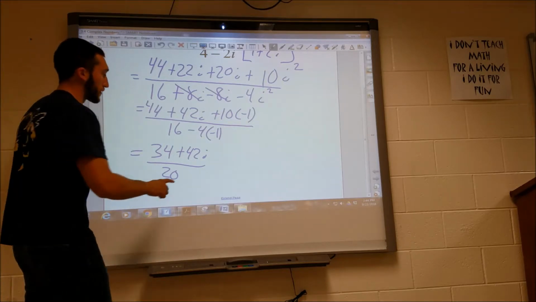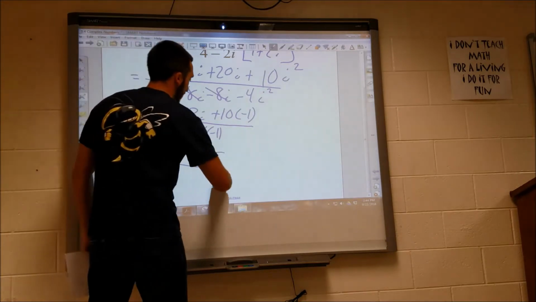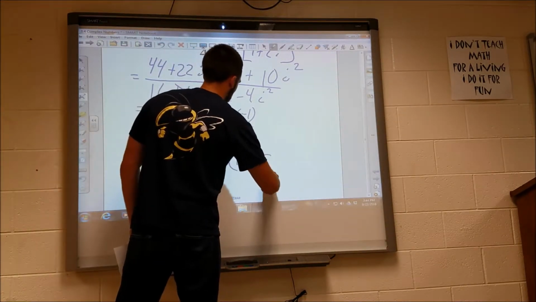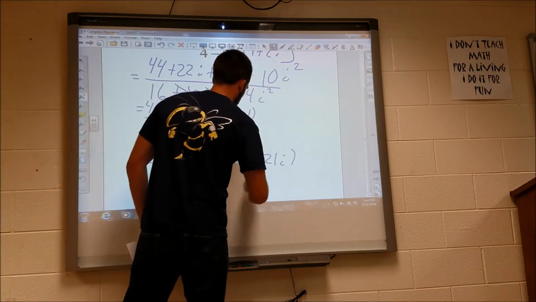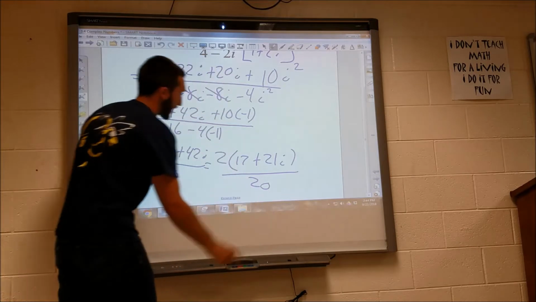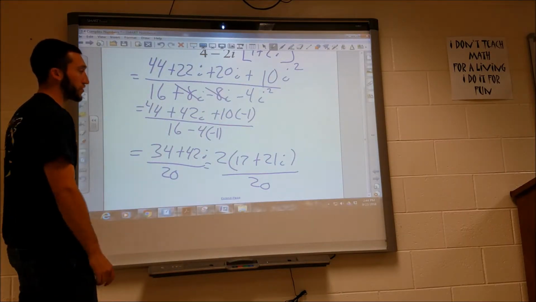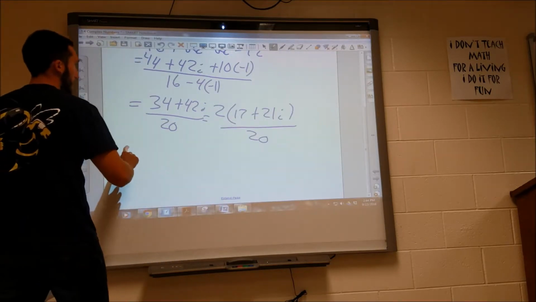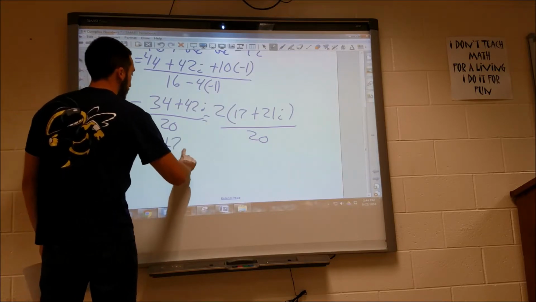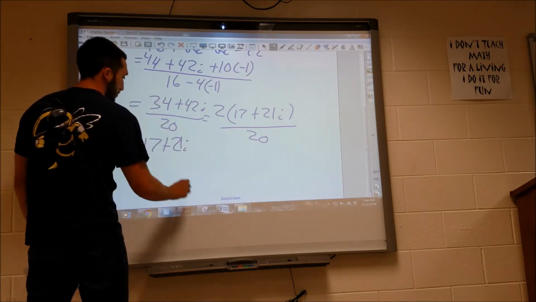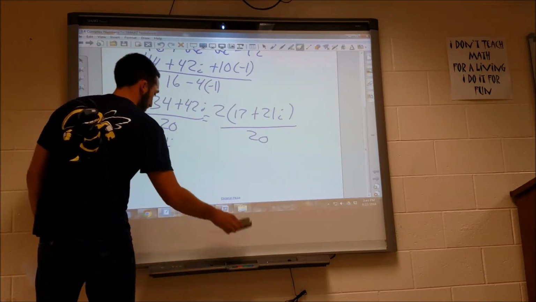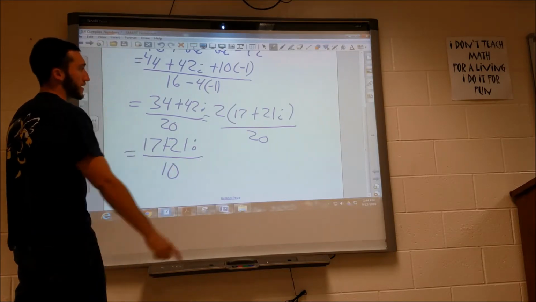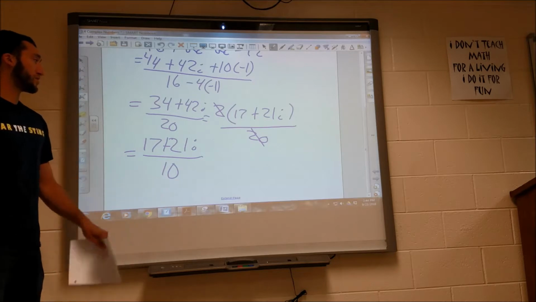I can simplify a little bit further because our numerator has a common factor of 2, giving me 17 plus 21i all over 20, right? Because they both have 2 that go into 34 and 42, so if I divide through by 2 and pull the 2 out in front, I'm left with that. Finally giving me 17 plus 21i all over 10, because the 2 and the 20 cross out, leaving me with just 10.